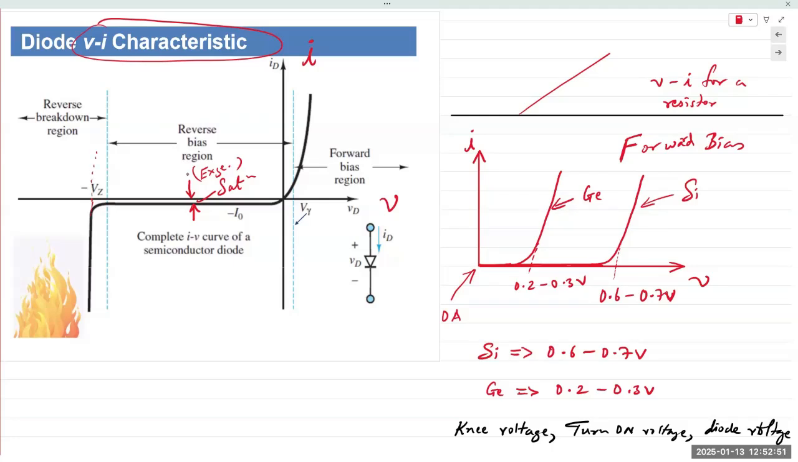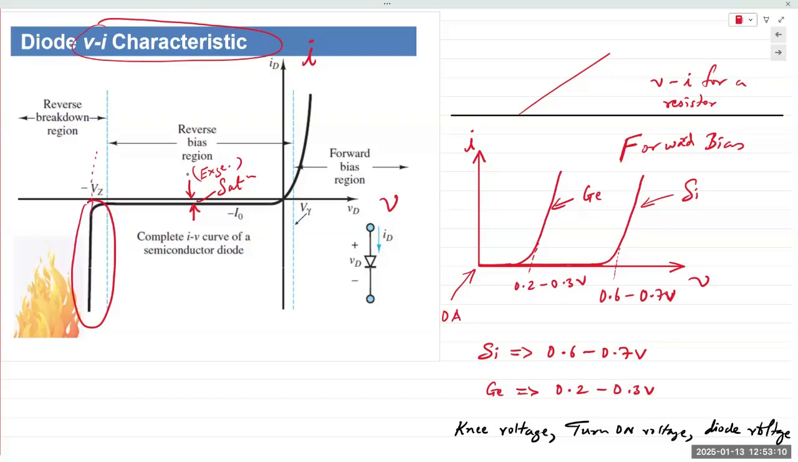And a large influx of carriers cross the junction. They acquire enough energy that they are now able to cross the junction, and a huge amount of current starts flowing to the diode in the reverse direction. And that is indicated right here.